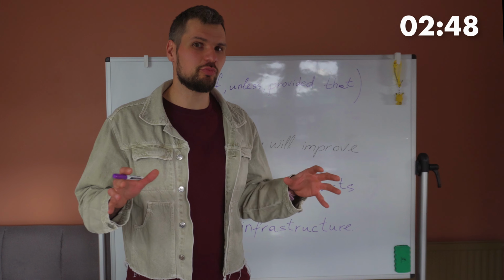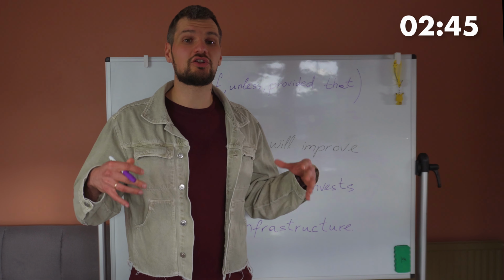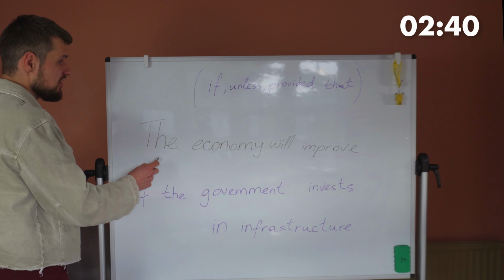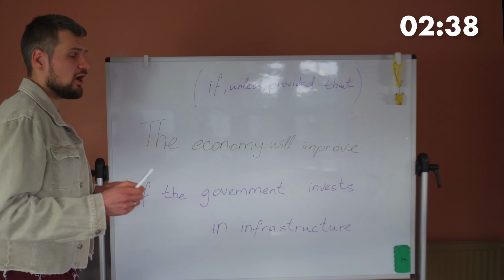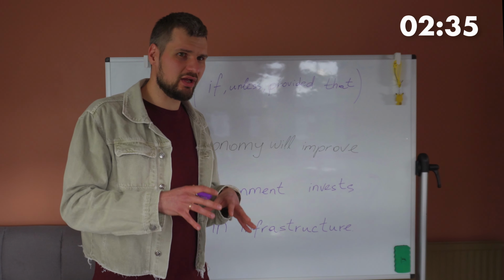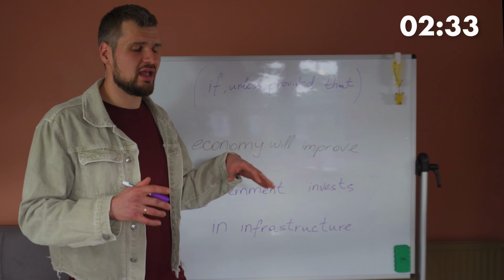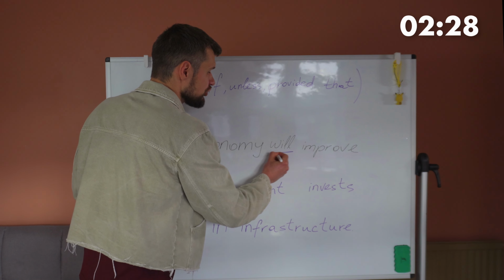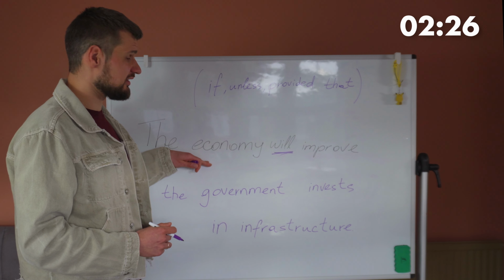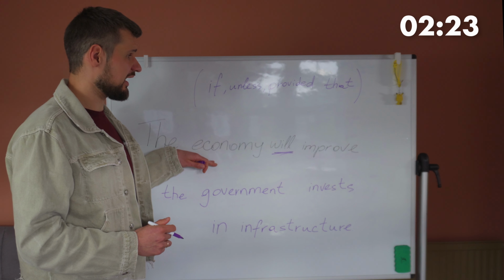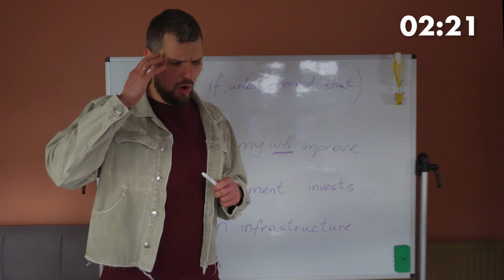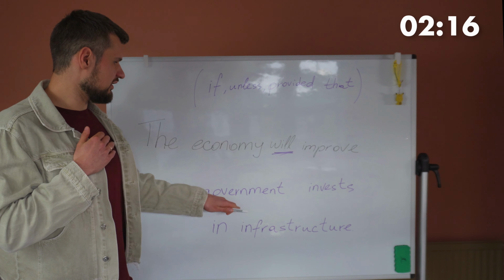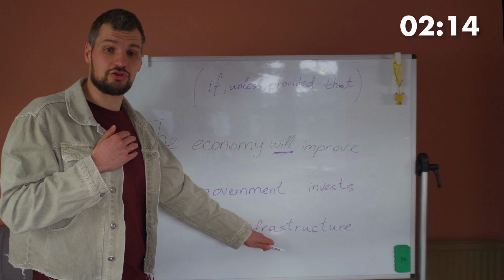So this next technique is super useful for showing what needs to happen for something else to occur. Now, let me demonstrate. The economy will improve. Okay, how can we expand this? How can we make a complex sentence out of that? First thing that you need to do is think about the tense. This is future tense. So this event, this thing hasn't happened yet. Okay? Now think about what needs to happen for this to happen. Okay, the government needs to invest money in the infrastructure.